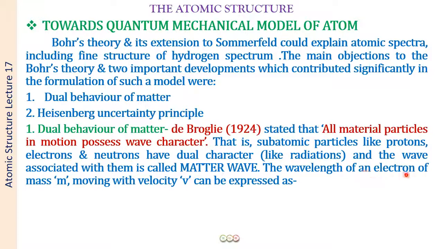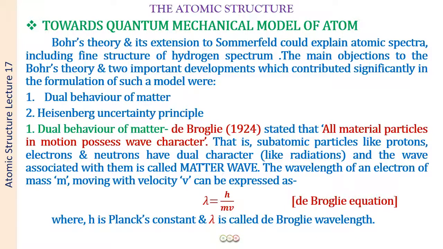And the wavelength of an electron of mass m moving with velocity v, he said, can be expressed as lambda is equal to h over mv, where h is Planck's constant, and lambda is called the de Broglie wavelength. Right? So this lambda equals h over mv is called the de Broglie equation, and lambda is the de Broglie wavelength. So please do remember this. This is going to be very important for you to solve your numericals.